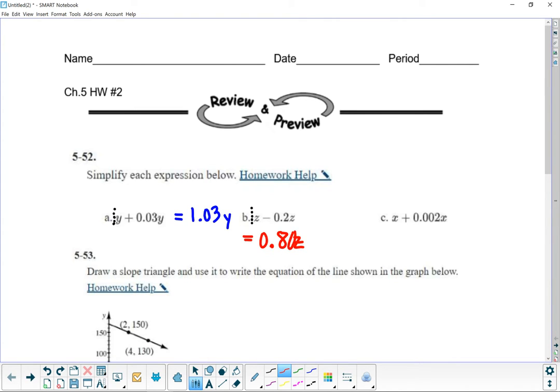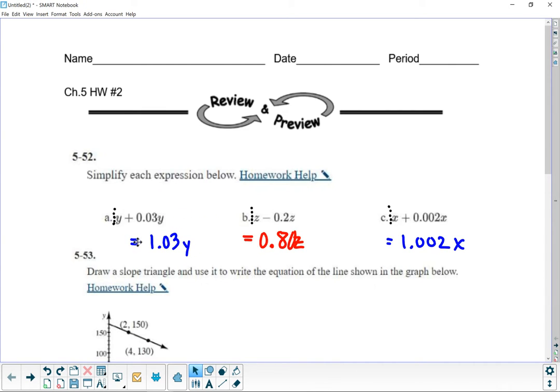You can put another 0 in there if you like, but I'm going to keep it simple. Well, I guess we'll leave it like that, 0.80z. I don't want to rewrite it. Okay, this one right here is 1x plus 0.02x, and it's the same as the first one. This is going to make 1.002x. Those are your 3 answers.